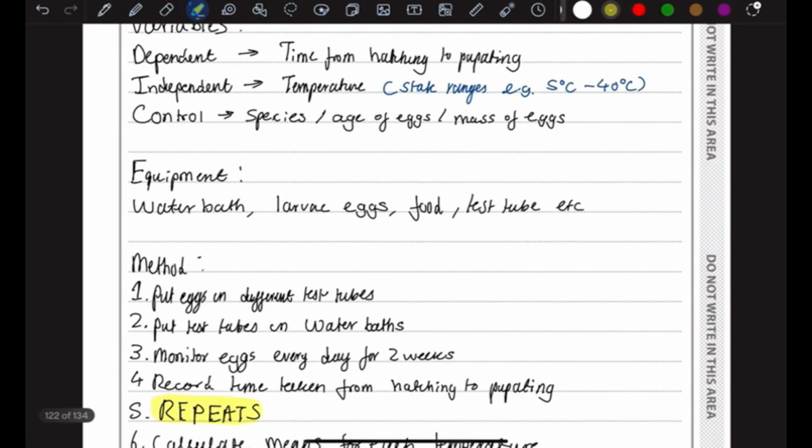This one I like to add. You don't necessarily need to add equipment. I think this is a nice chance to just put in some additional points maybe. So for example, when you have your root tip squash practical, it would be mentioning that you use hot hydrochloric acid. Something like that just picks you up a few extra marks. It's really good to mention.